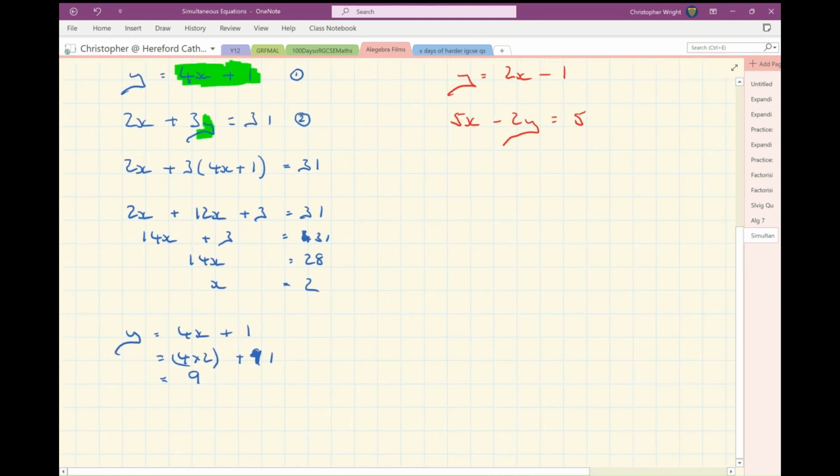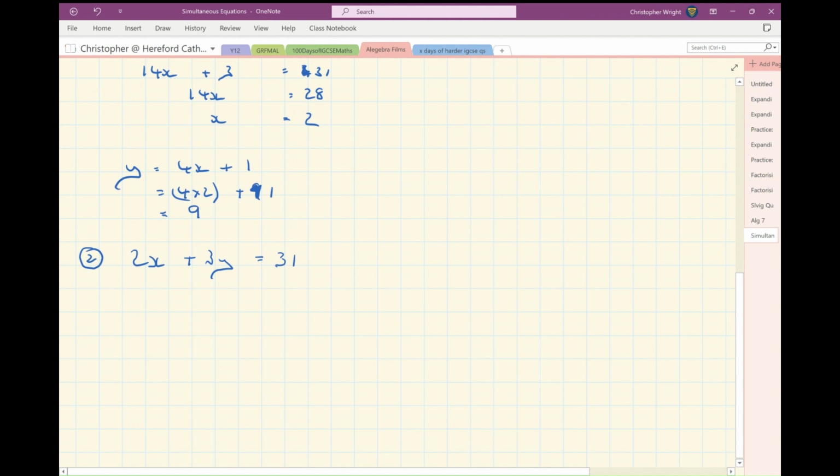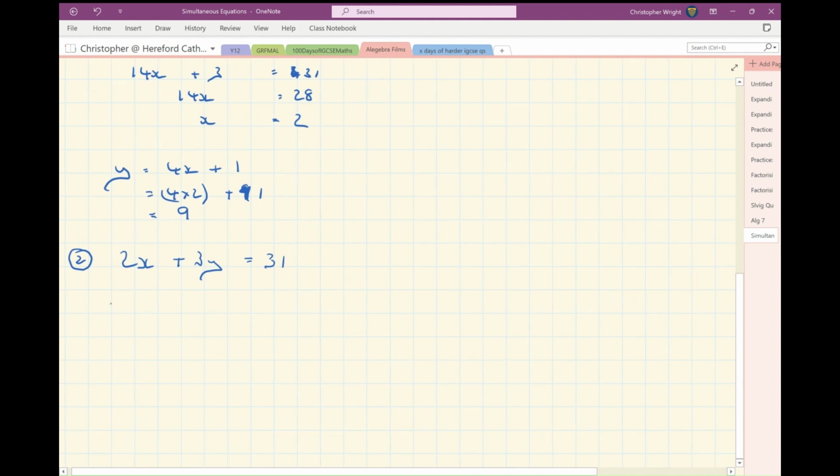And to be sure of all my marks, I just need to check that in equation 2. So let's copy down equation 2: 2x plus 3y equals 31. And let's stick in x is 2 and y is 9. So that would be 2 times 2 plus 3 times 9, wouldn't it? So let's see, does that equal 31? Well, that's 4 plus 27, which does equal 31. So I've got the answer right. So at the bottom, I can simply write x equals 2 and y equals 9.